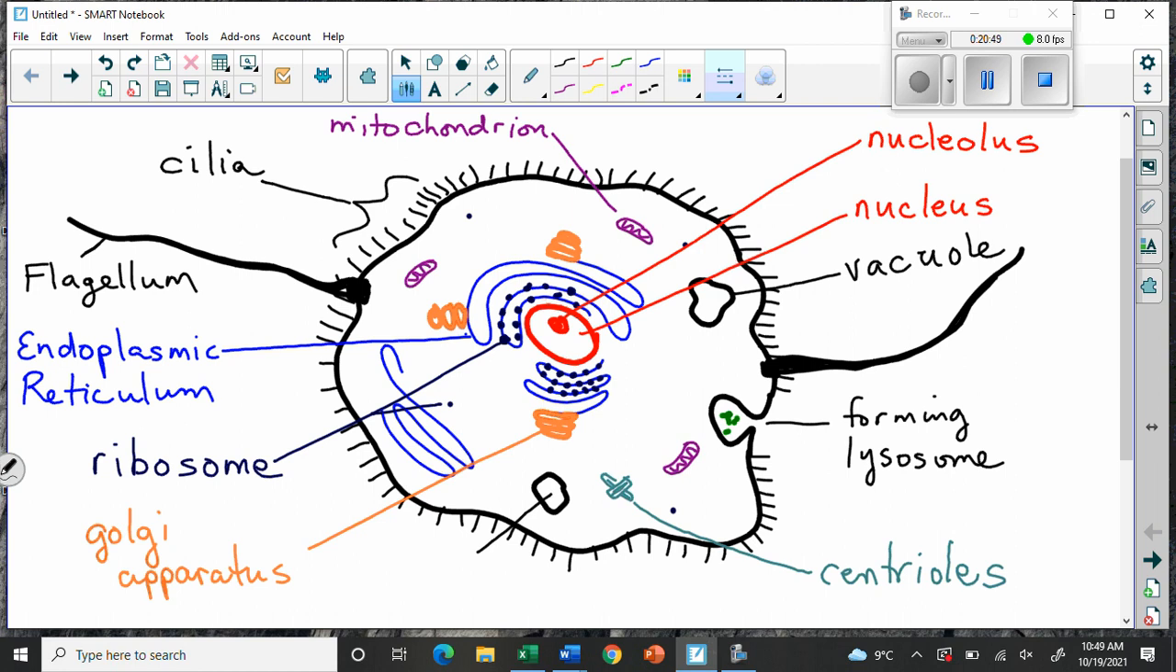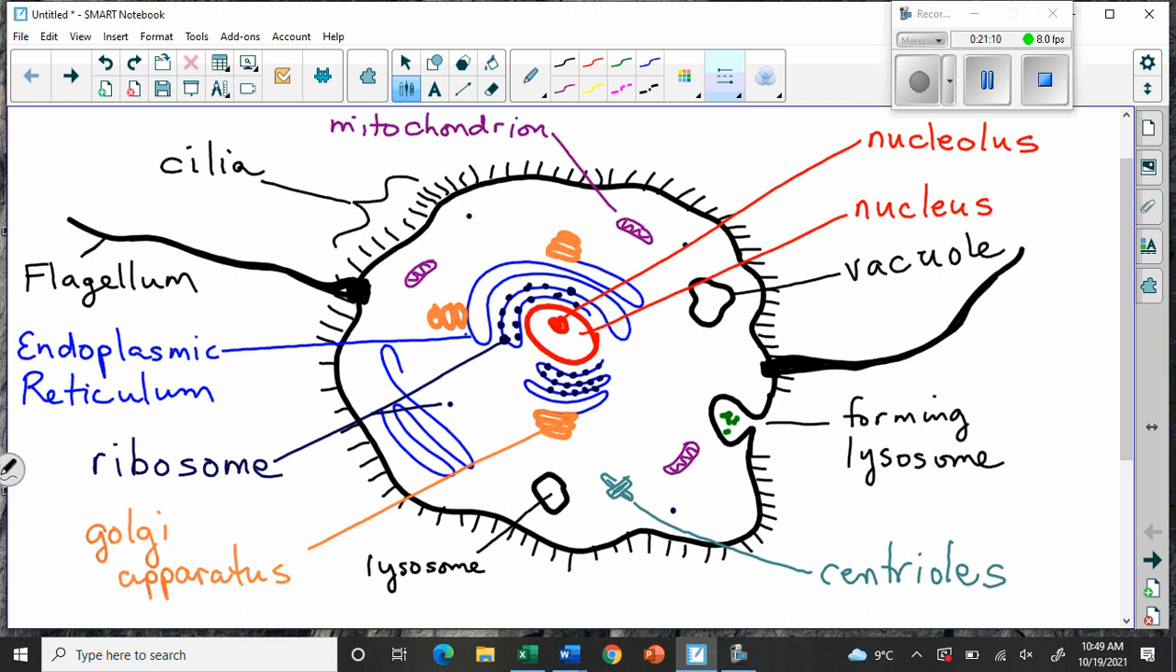It's already formed, and it looks like, if there's nothing in it, it's already digested whatever was in there, and it spread those molecules out throughout the cell. So here's another lysosome, just to show you how they form. Lysosome. All right, and these are all the structures of the typical animal cell.